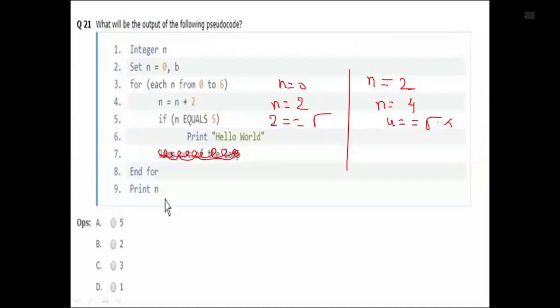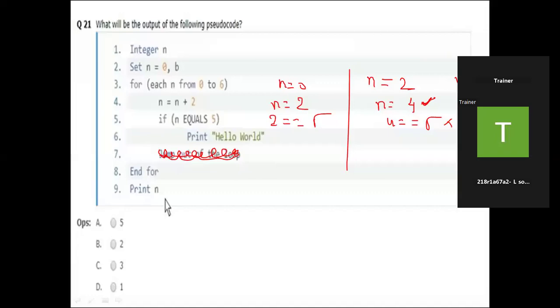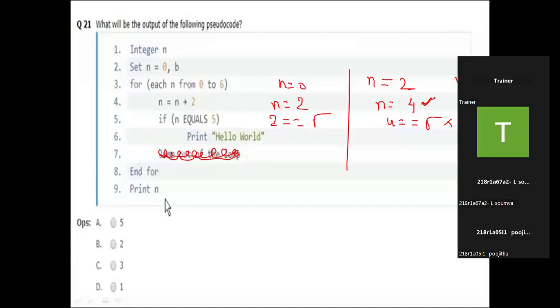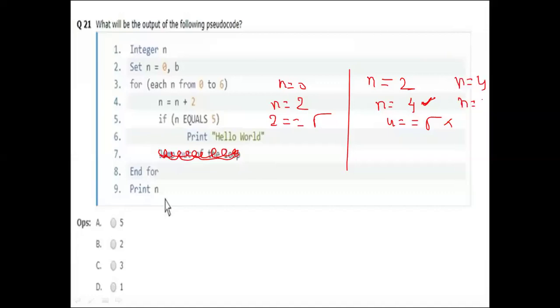No, 4 is not equal to 5. Go back to the loop once again. Now n is what? 4. See, n is 4. You will come inside. Then n equal to 4 plus 2, 6. So it will be 6 here. Now you'll try to check 6 equal to 5. No, it is not. You will go back.